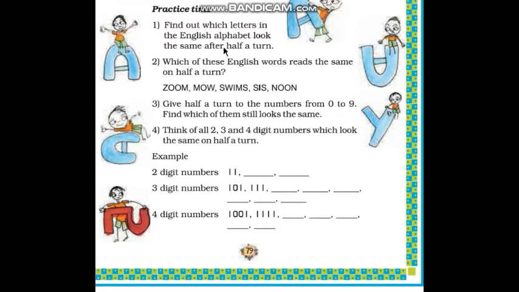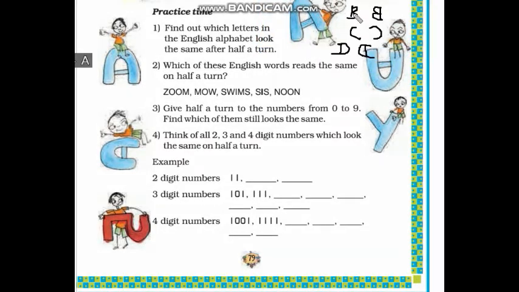So how many alphabets are there from A to Z? 26. And you have to state which letters in the English alphabet look the same after half a turn. See here, if you give half a turn to this alphabet A, it will look like this. That means it will not look the same after half a turn. B also will not look the same. If we give half a turn to B, it will look like this, and if we give half a turn to C, it will look like this, and if D is there, it will look like this.